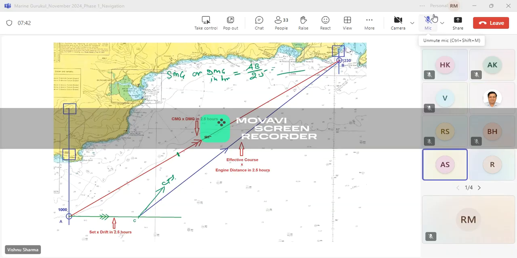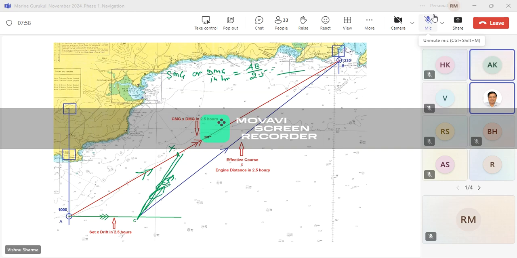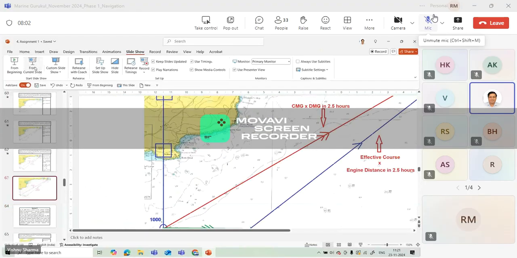Understood? Yes. Understood. So, then you will draw, now you have counteracted current here, and then this will be your effective course. Sorry, not here. The current will be, sorry, let me just clear it. Let me redo it.